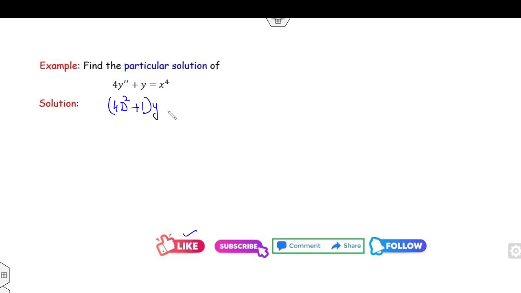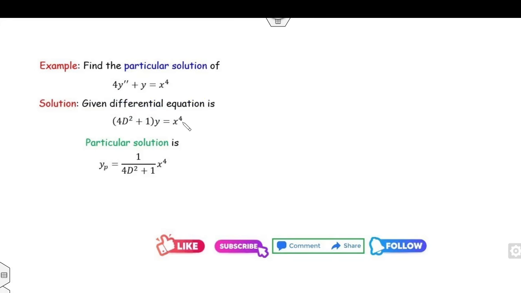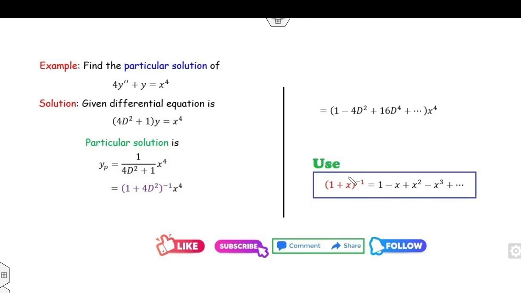Now you can see I can write this expansion series as 4D square plus 1. Find the value of y from this case. Now a 1 already appears. So I can write this series raised to power minus 1, x raised to power 4. Then I can expand them with the help of 1 plus x raised to power minus 1 up to the degree 4, because the next term will be of degree 6.